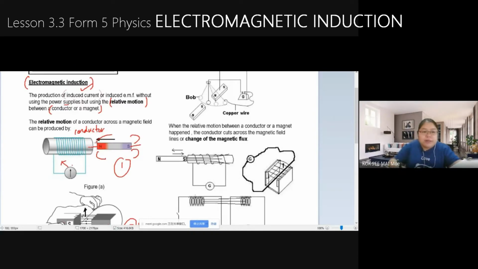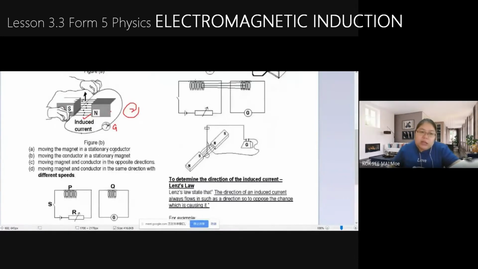For example, in the first situation, you must move in opposite directions, not the same direction. For the solenoid, you move it to the right, then the magnet you move to the left also works. Like this, you also cut the flux. Okay, so we continue with the explanation. They say the first one is moving the magnet in a stationary conductor.